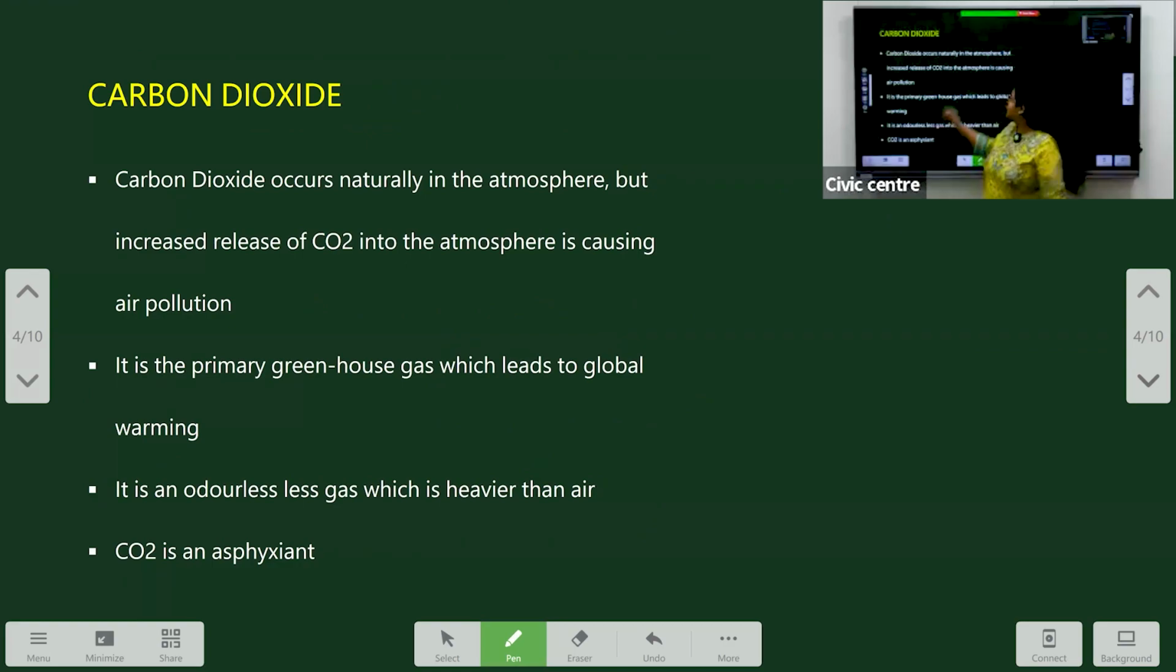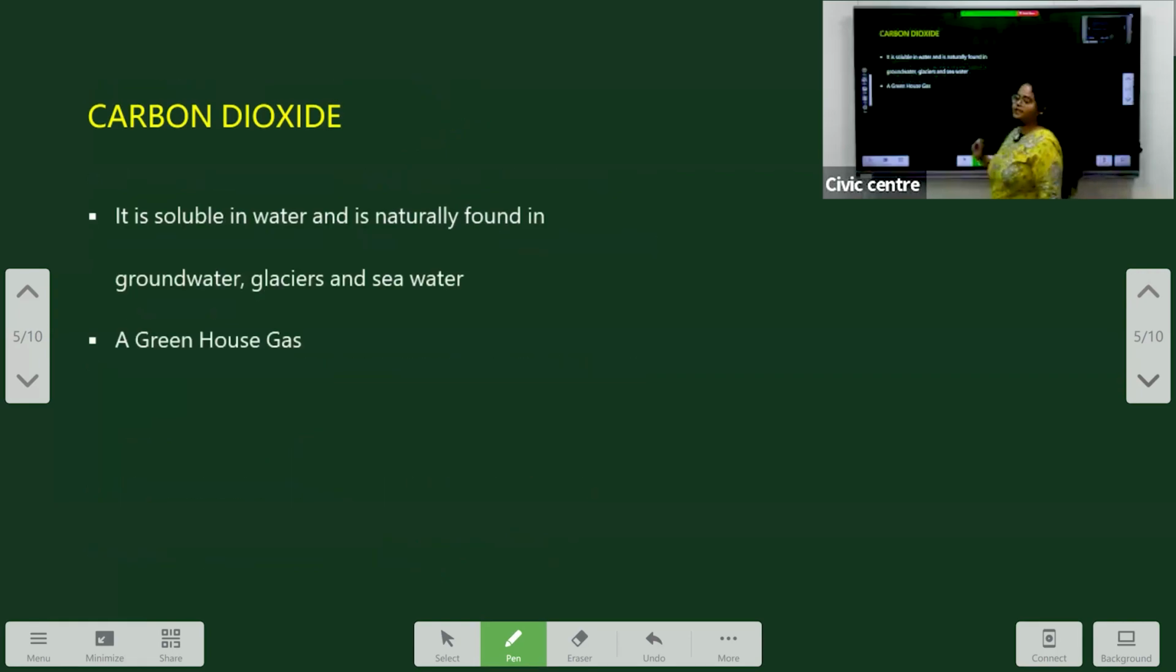Carbon dioxide is naturally present in the atmosphere, and increased carbon dioxide is increasing the global temperature and hence is a greenhouse gas. And it's the primary greenhouse gas leading to global warming, and this is an odorless gas which is heavier than air. And it is also important to know that carbon dioxide is an asphyxiant. What is asphyxiation? It is suffocating. So inhalation of carbon dioxide can lead to suffocation and hence sometimes death.